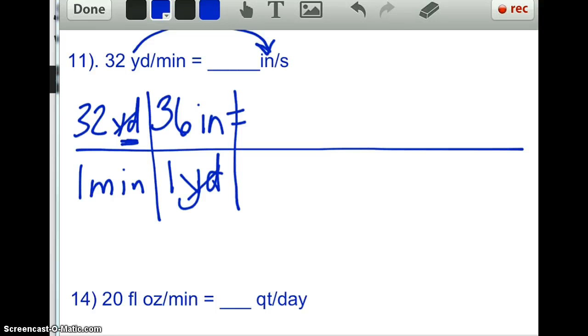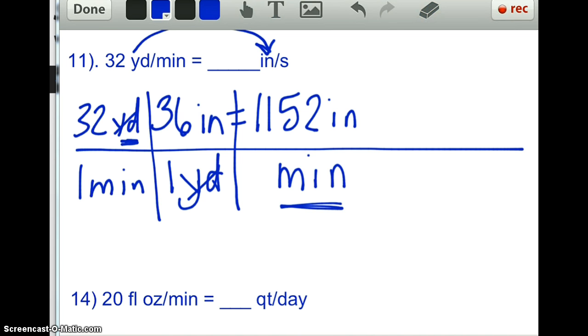So when I do that, I'm going to end up with 1,152, and that's inches, but I'm still in minutes. But I can't keep minutes. I want to get to seconds. So I can think, well, how many seconds are there in a minute? Well, I know that there's 60 seconds in a minute, but you see how minutes was down here? So I want to get rid of the minutes, so I'm going to put 1 minute up here, because look at how they cancel out.